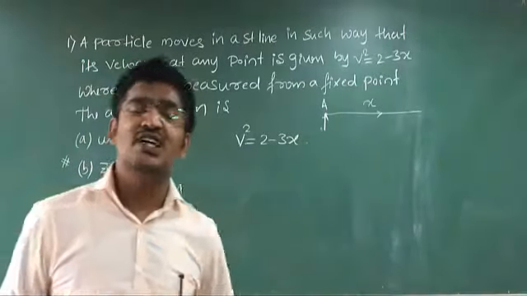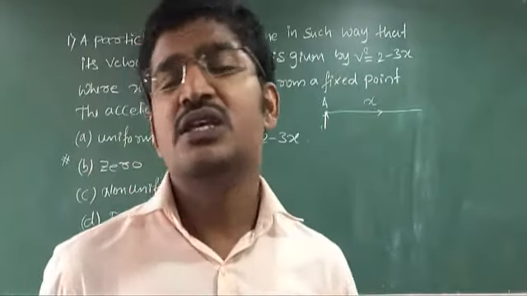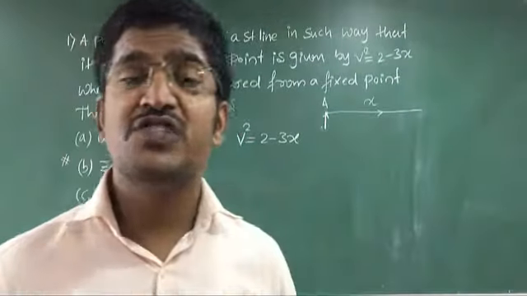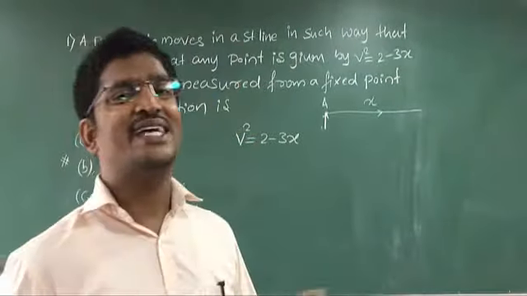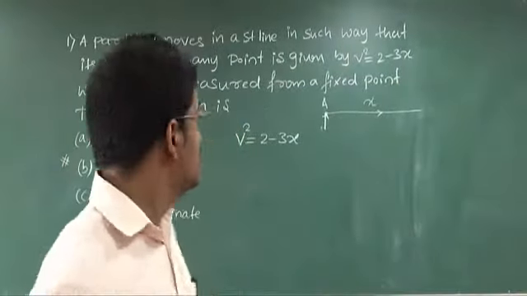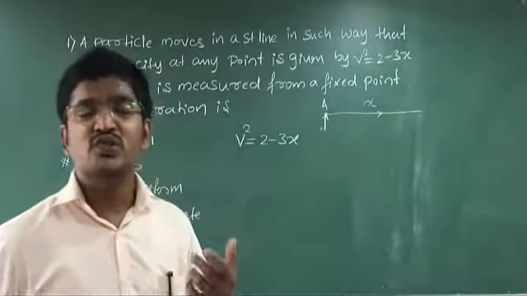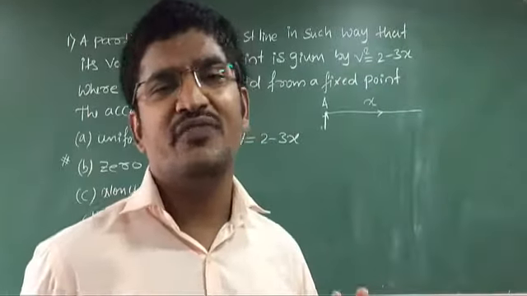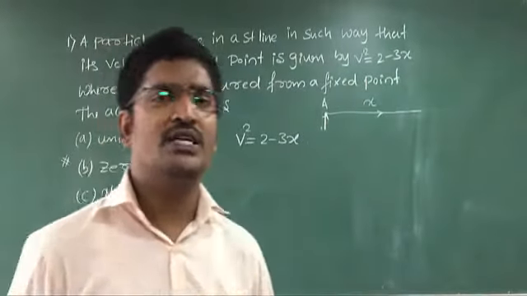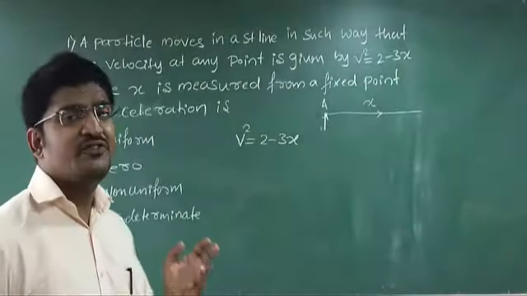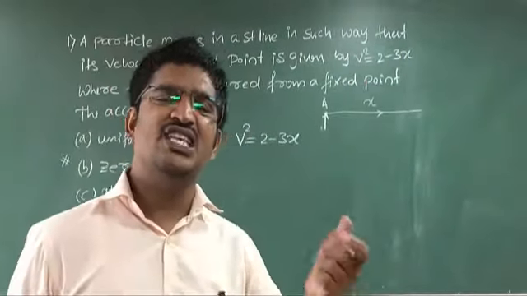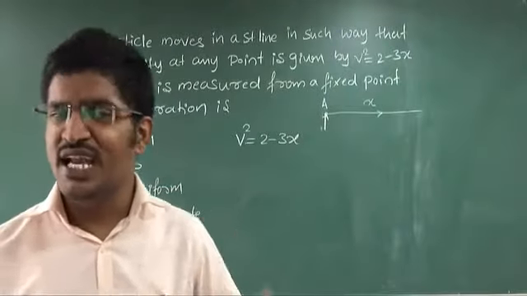Indeterminate. What is an indeterminate form? Infinity by infinity, 0 by 0, infinity to the power of infinity, 0 to the power of 0. All such terms are called indeterminate forms. But here the function, as you see, is differentiable. Definitely it is not going to be in an indeterminate form.